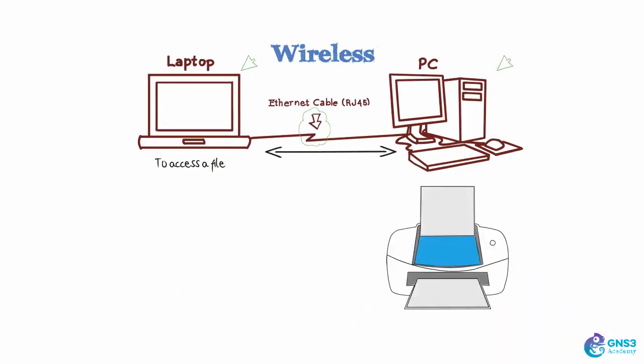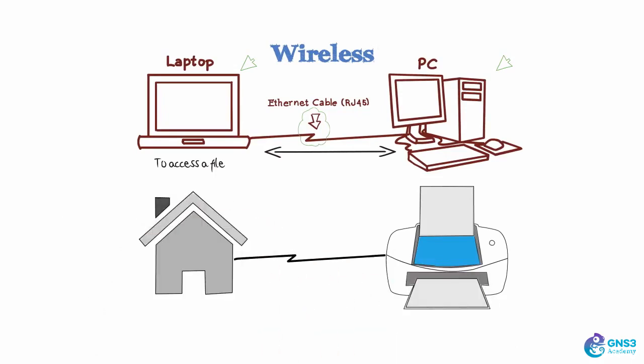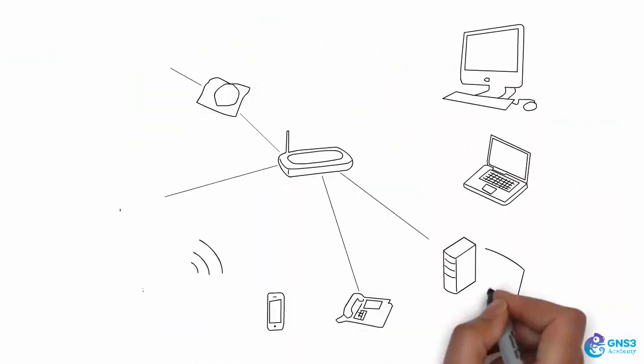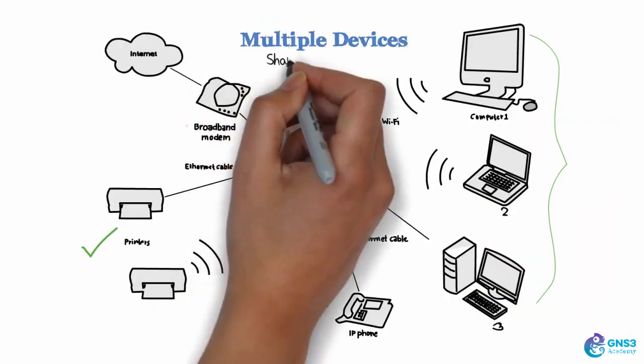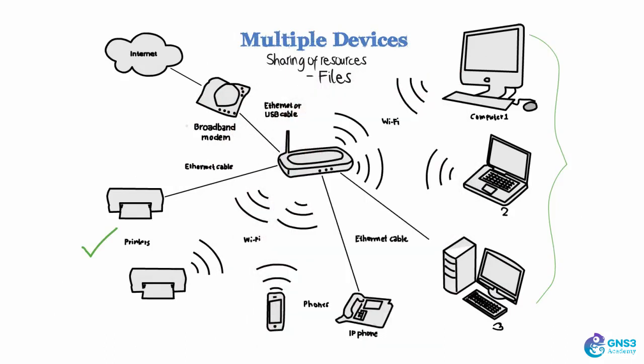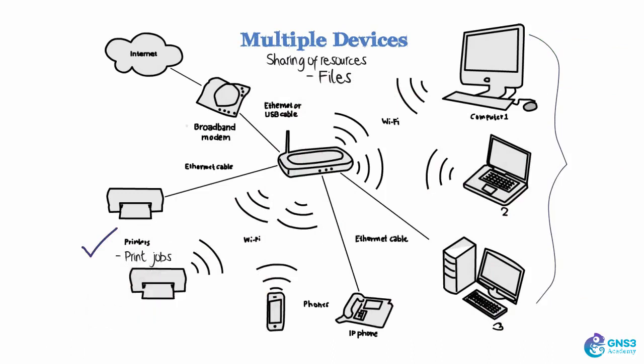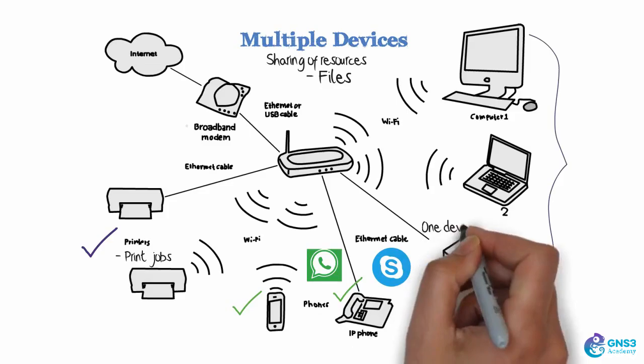You may have a printer and want to print to that printer across a wireless network at home or by physically connecting a cable to the printer. Networks essentially allow for the sharing of resources such as files between computers or printers. So this printer could accept print jobs from multiple PCs or even a phone. These days, networks allow us to make voice calls using applications such as WhatsApp and Skype. They are essentially the plumbing allowing you to connect one device to another.